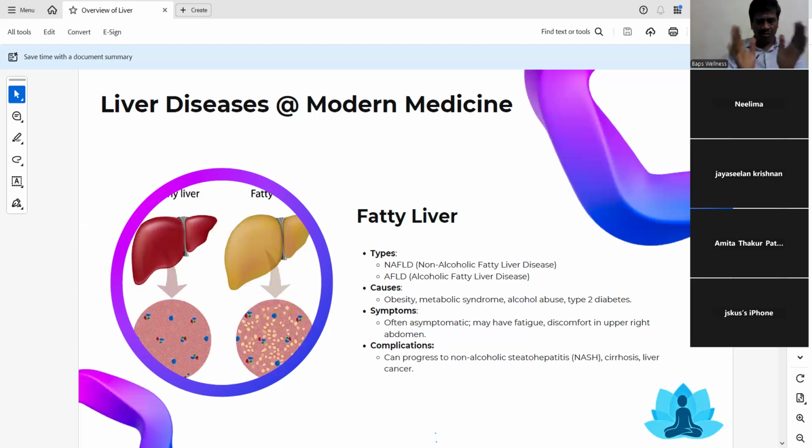So to just summarize about the fatty liver, there are two: one is alcoholic, another one is non-alcoholic. Cause-wise, AFLD is because of alcohol consumption, whereas NAFLD is because of metabolic factors: diabetes, obesity, PCOD, so metabolic factors. Whereas there is no link to alcohol in NAFLD.